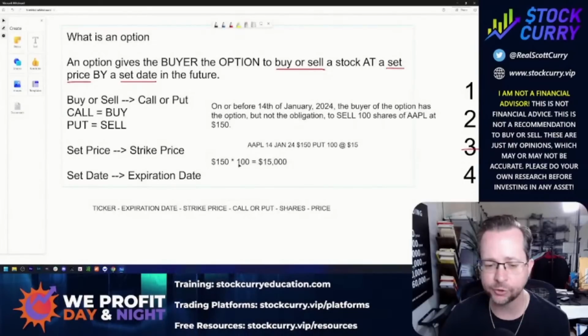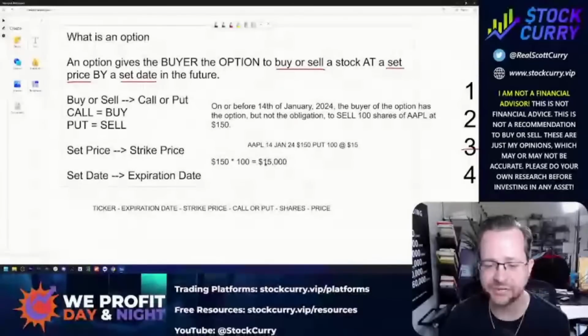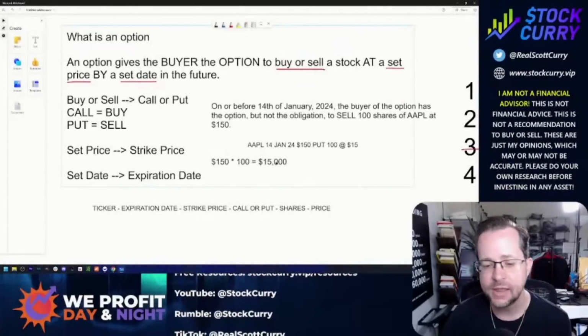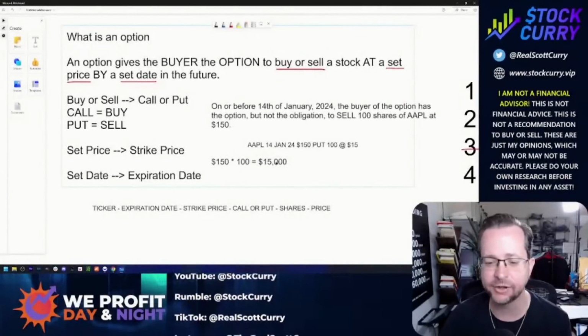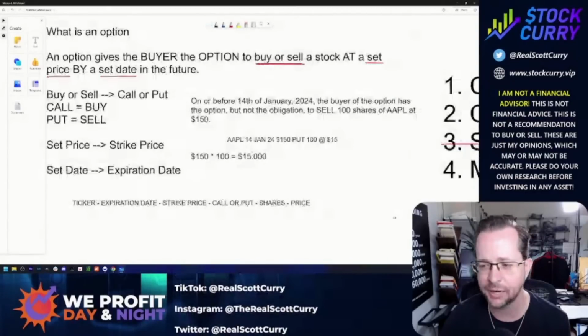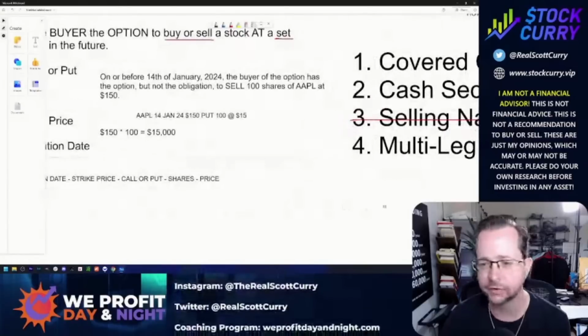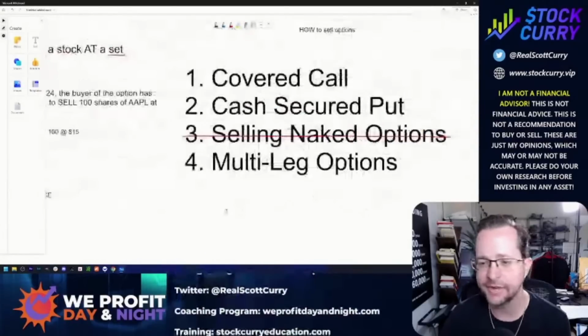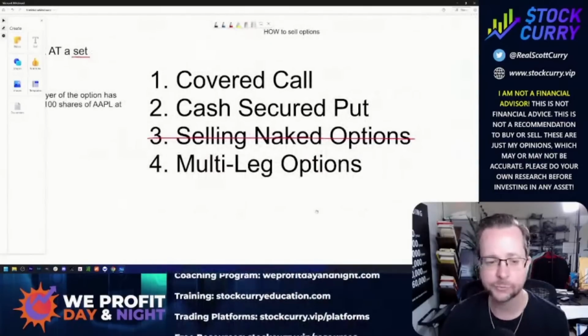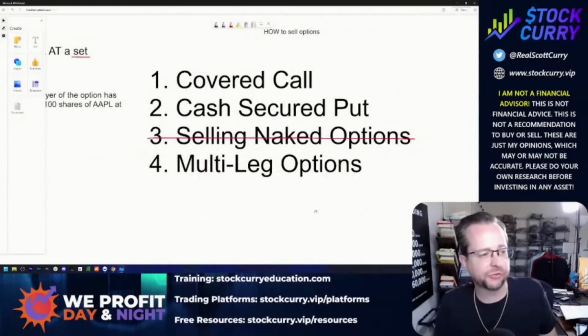And what your broker is going to do is take this $15,000 and hold on to it as security, just in case the buyer ever decides to exercise your put option. That is why this $15,000 is known as cash security. And that is why when you sell a put, it is known as a cash secured put. Any questions on those first two?